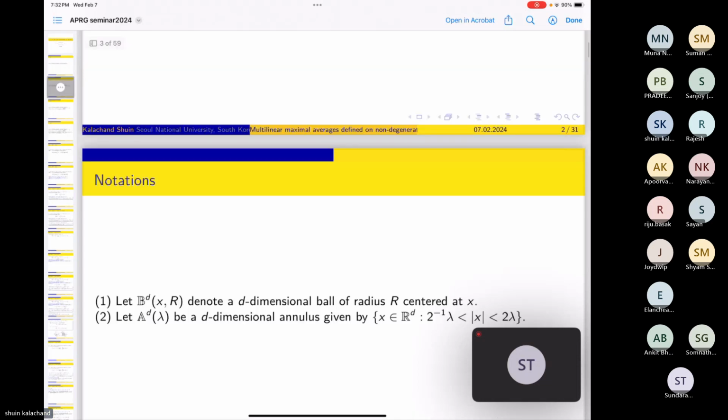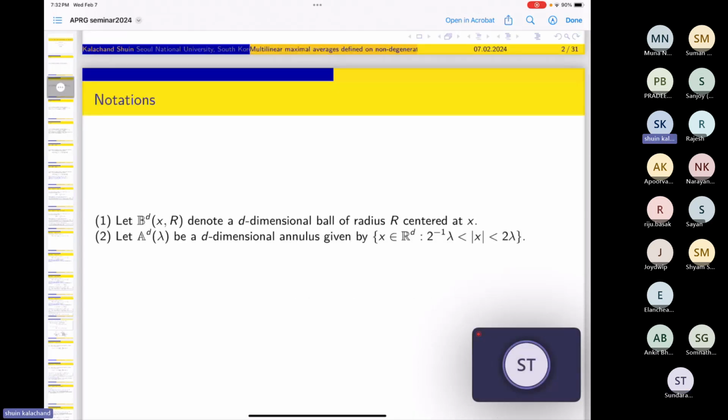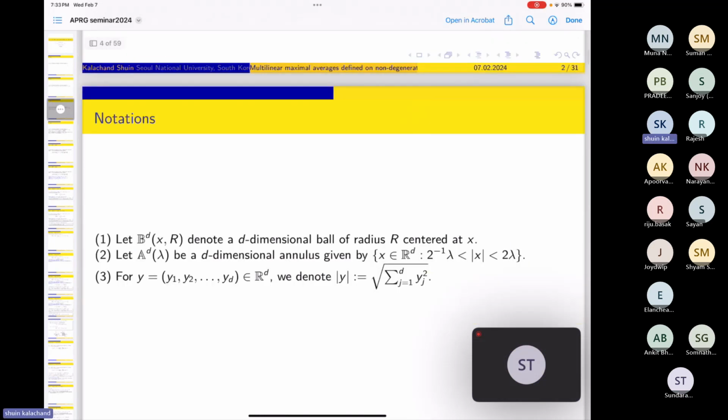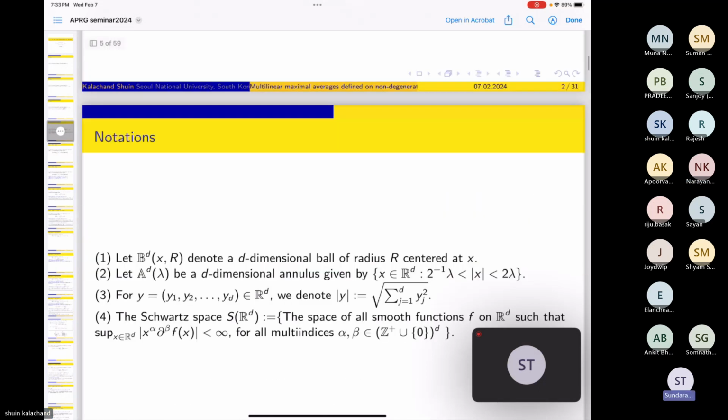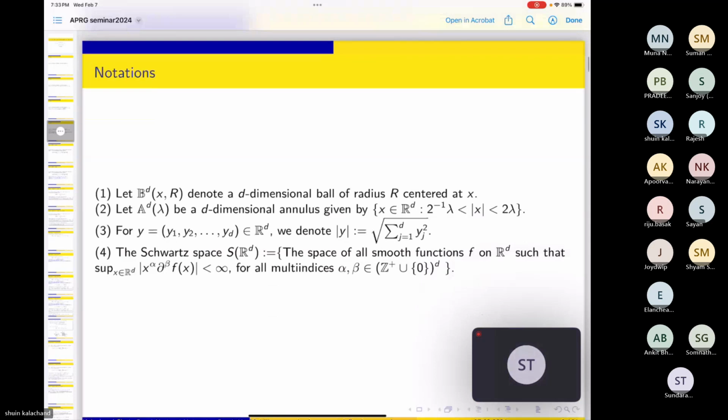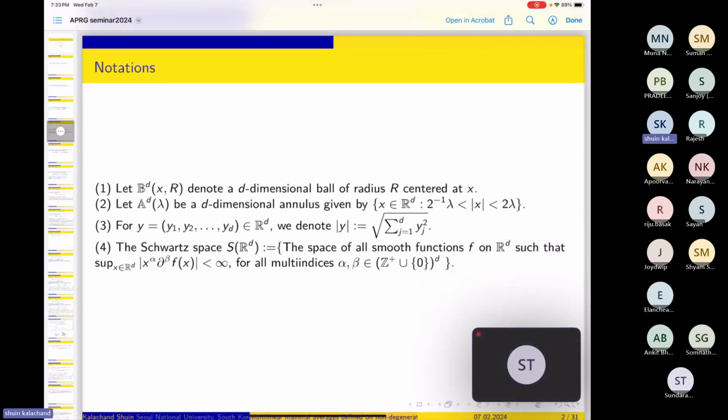Then I'll define A_d(λ) to be a d-dimensional annulus given by this set. And then for any point y in R^d, we'll denote the usual notation |y| by this L2 norm. And then the Schwartz space is the space of all smooth functions which have rapid decay. For example, all the compactly supported smooth functions are contained inside this space.